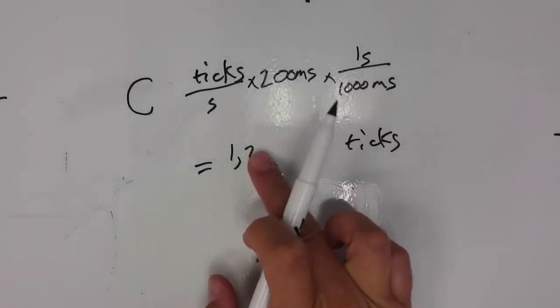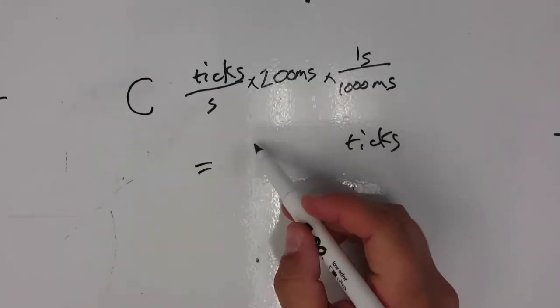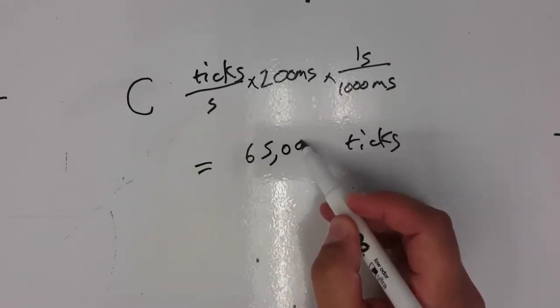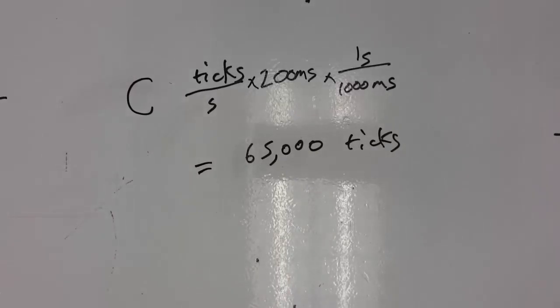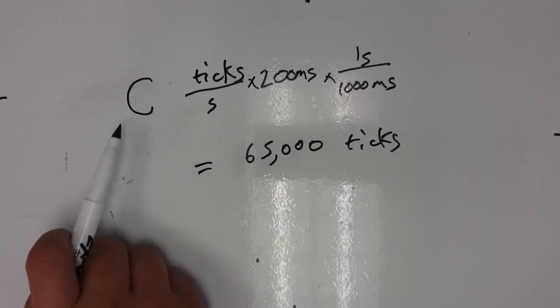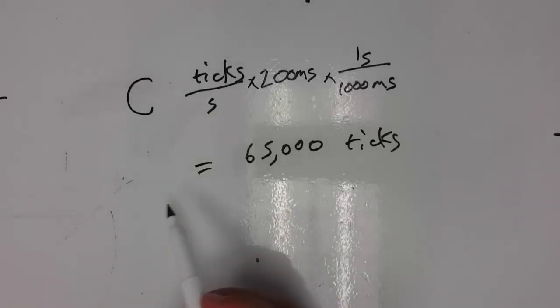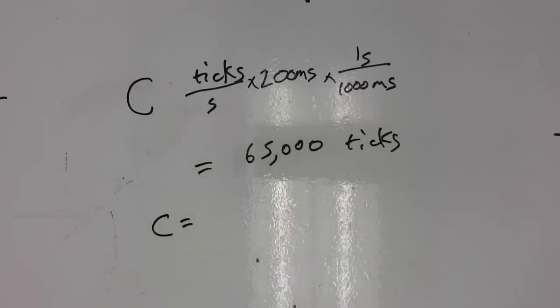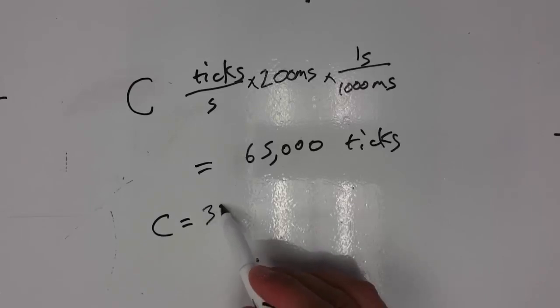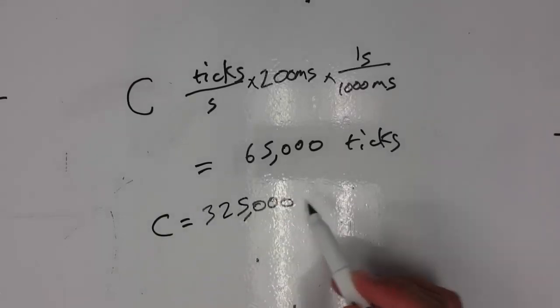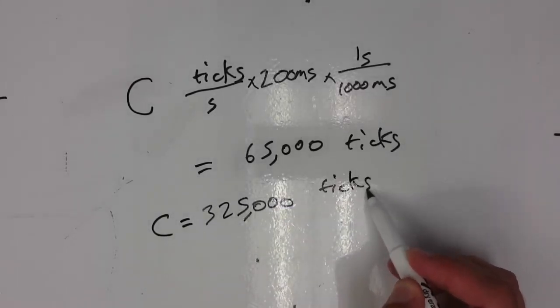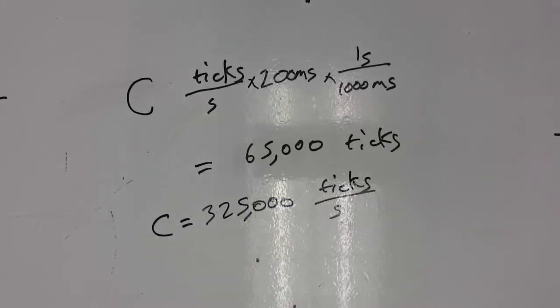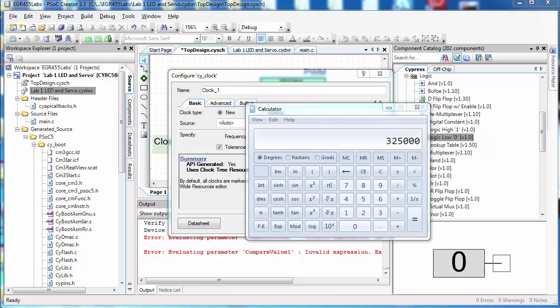We need to make sure that this number of ticks is no greater than about 65,000, which is approximately the largest number we can represent with a 16-bit value. Now, let's solve this equation for C. When we solve this equation for C, we get 325,000 ticks per second. Let's put that into our clock speed.